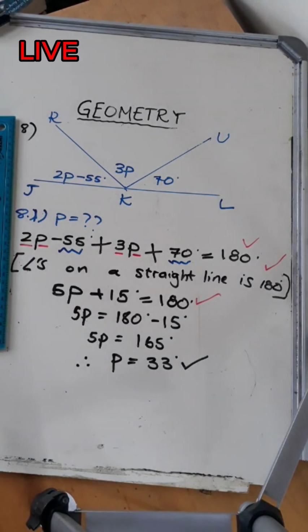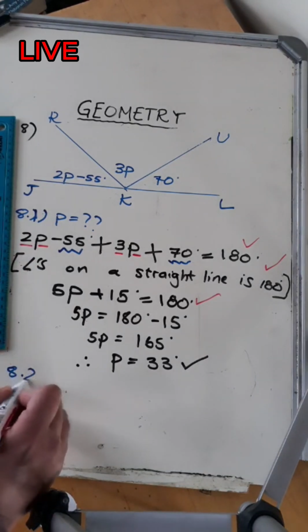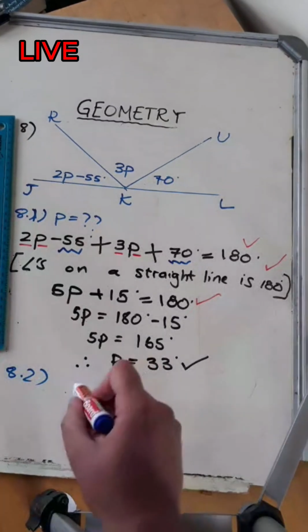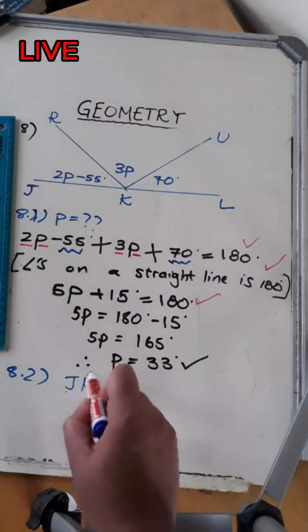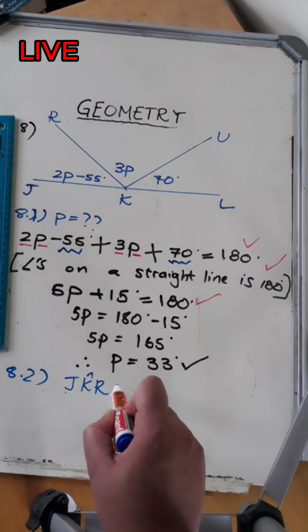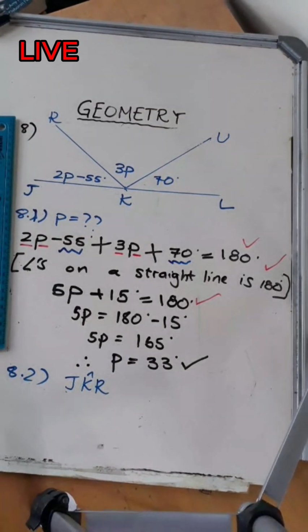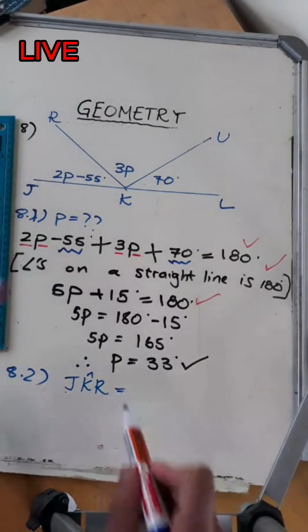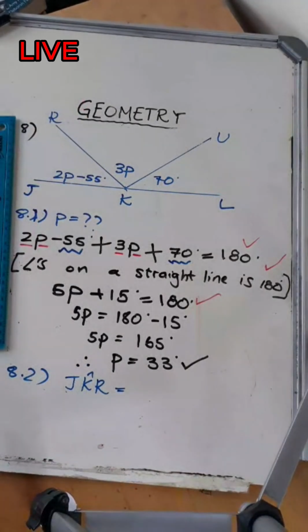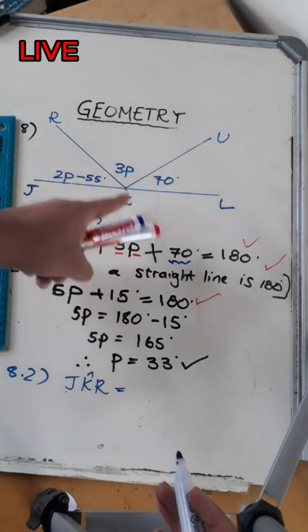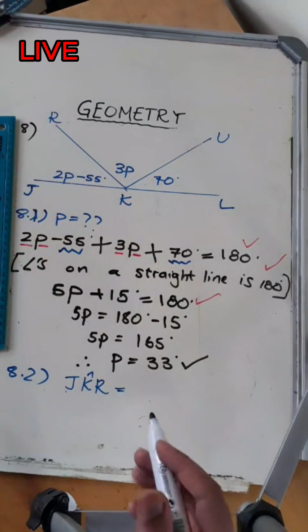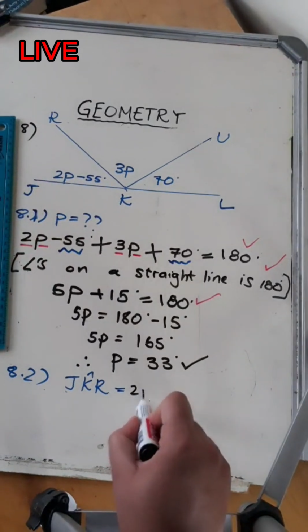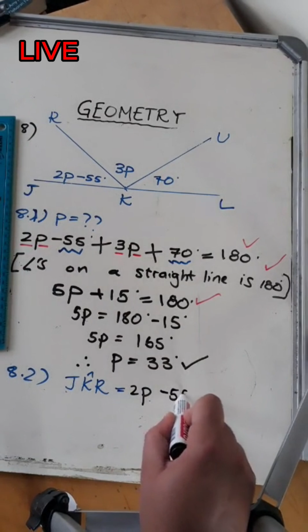So let's look at the final question, 8.2. They ask us, what is the value of angle JKR? Okay, JKR. They want to know what is the value of this angle here. Now, according to what you see, JKR is equal to 2p minus 55. So I'm going to write that down. So it's 2p minus 55 degrees.